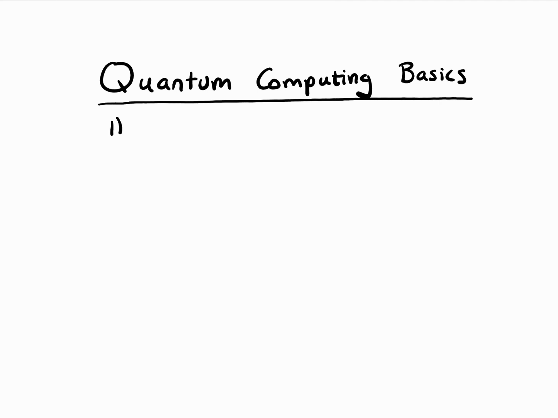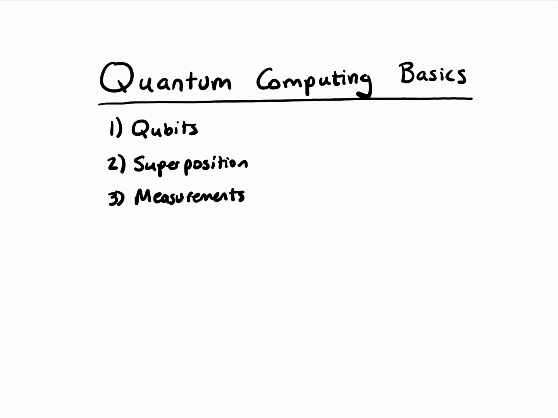So to start off with, we're going to discuss the concept of qubits and how they differ from how we classically store information. And then we'll move on to the idea of superposition and measurement, which are what make quantum computing so fundamentally different from classical computing. And finally, we'll touch on the concept of entanglement between multiple qubits.